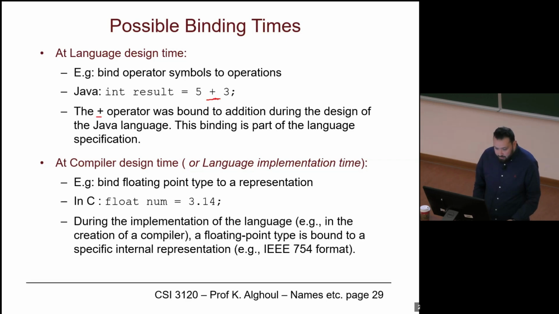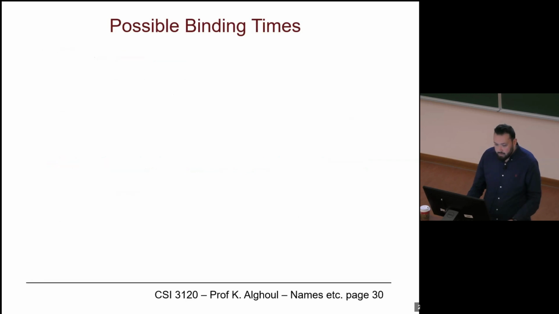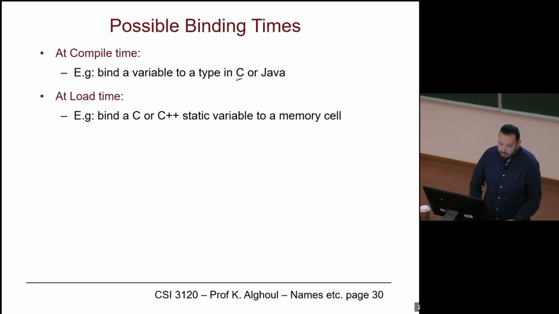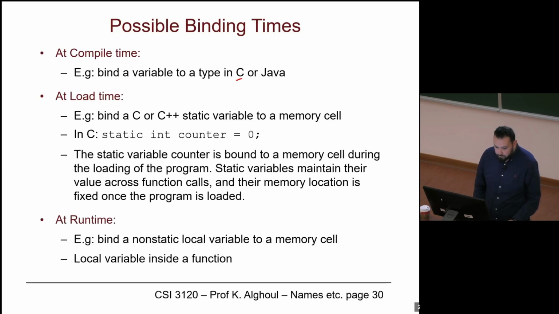And then here, we have that this float is defined, for example, from this range to this range. And then here we have the compile time, bind a variable to type in C. So these are the same example. I don't want to go through them again.